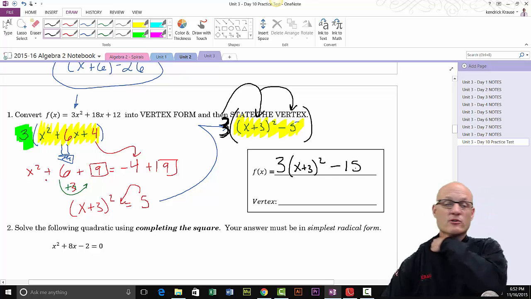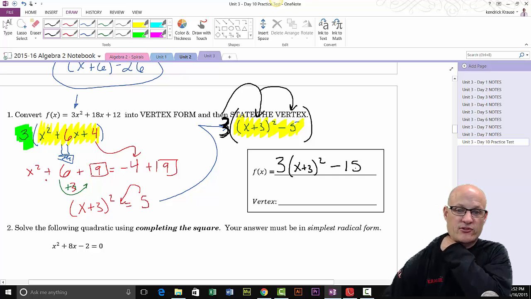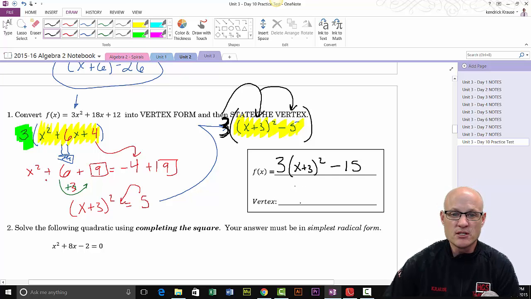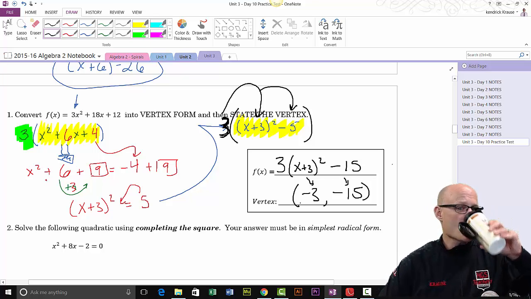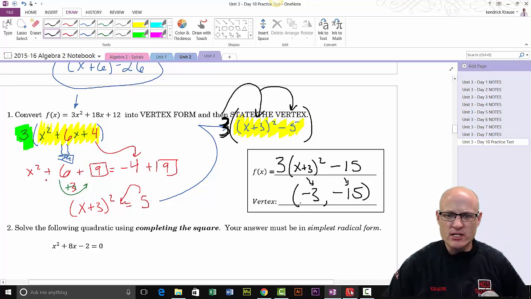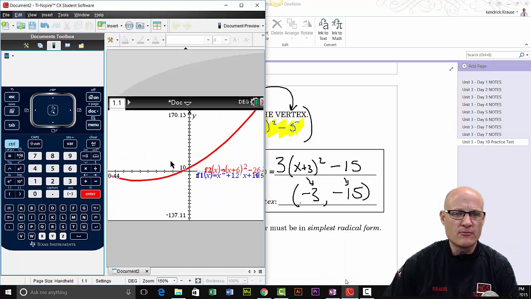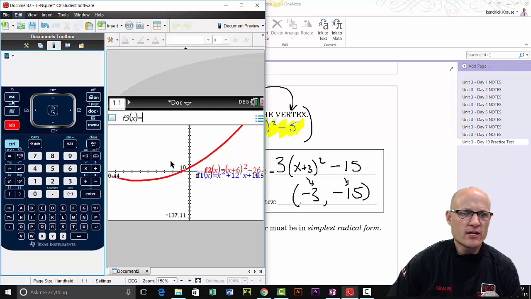So what's my vertex then? Well, my vertex is sitting right here, just like it was before. Negative 3, negative 15. Remember, when it comes out of the parentheses, it comes out backwards. And here. So I'm a little leery that I made a mistake. So I am going to come over here and check this. 3, 18, 12. So tab.